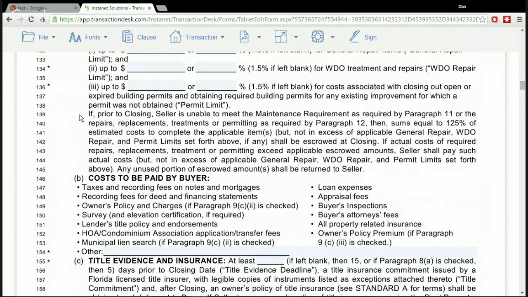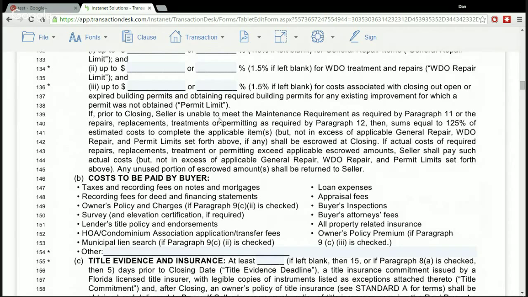This paragraph starting on 139 addresses that situation. I was in the business probably 2 years before I ever read this paragraph, and I probably dropped the ball a handful of times by not knowing this. So let's go ahead and take the time to read that.